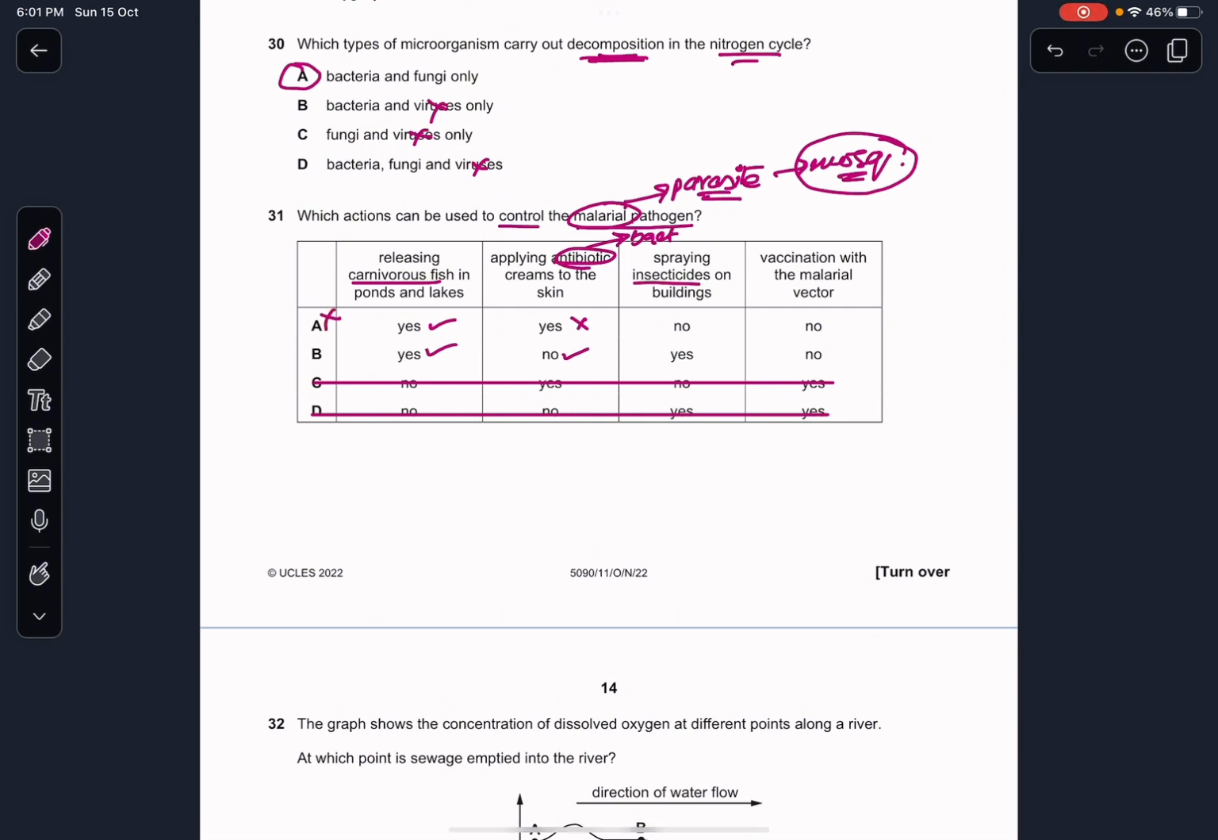Spraying insecticides on the building, yes. Why? Because this is going to kill the mosquito. Vaccination with the malaria vector, no, there's no vaccination that is available for prevention from malaria. So no. So the answer is going to be B.